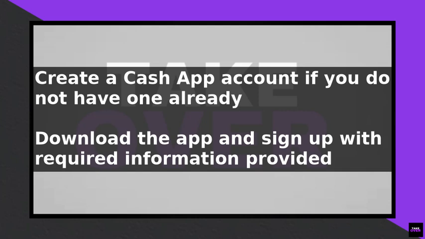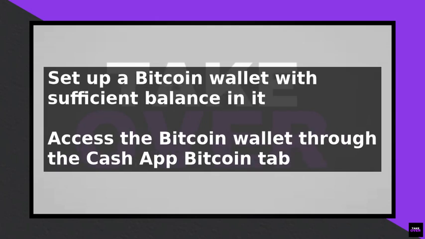You can use any Bitcoin wallet, but for this example, we will use the Bitcoin wallet on the Cash App. To access the Bitcoin wallet, open the Cash App, tap the Bitcoin tab, and follow the prompts to set up your Bitcoin wallet.